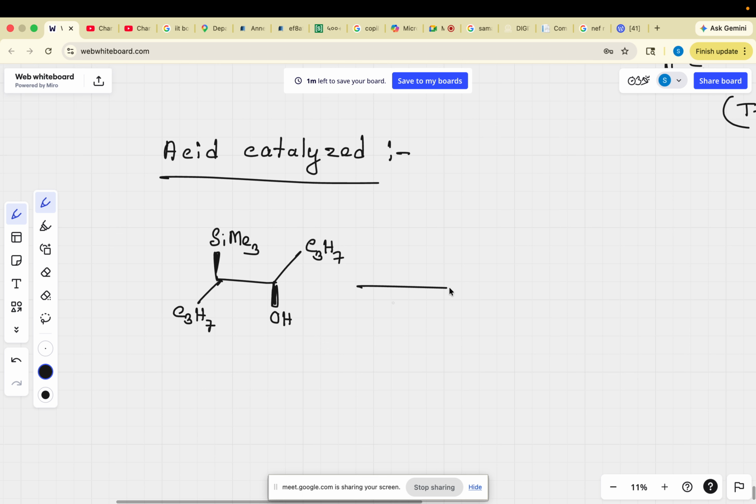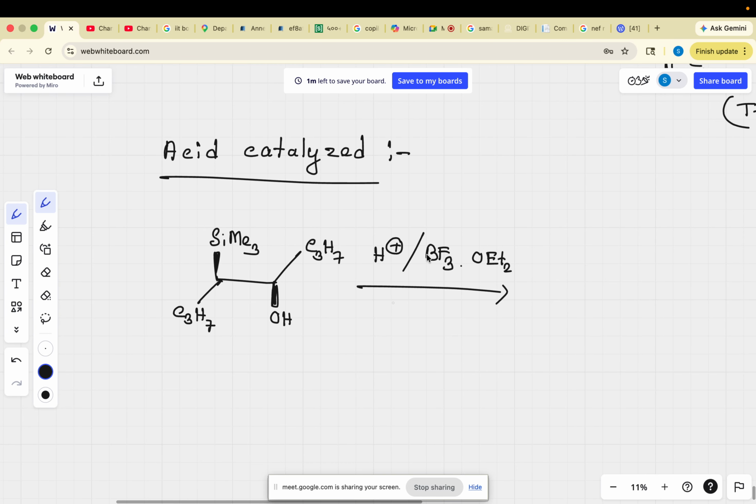Now see what reagent I am using here. So H plus, that means acid condition, BF3 ether. This BF3 ether is basically your Lewis acid, they are acting as a Lewis acid. So now tell me what will happen.